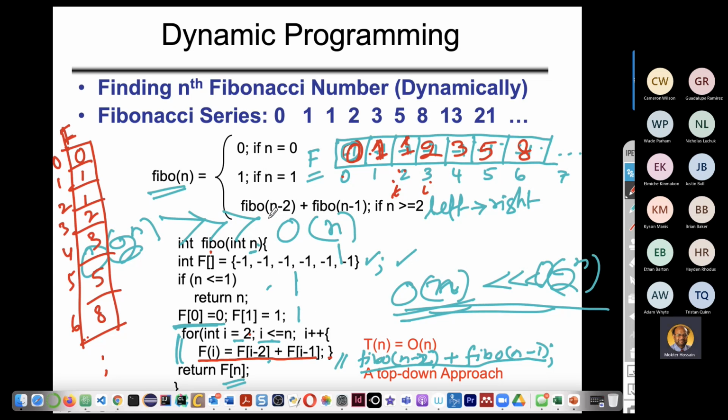Because the previous values are stored, we don't need to use any stack for this one, right? This program does not use any stack, but we know that all recursion methods use a stack.